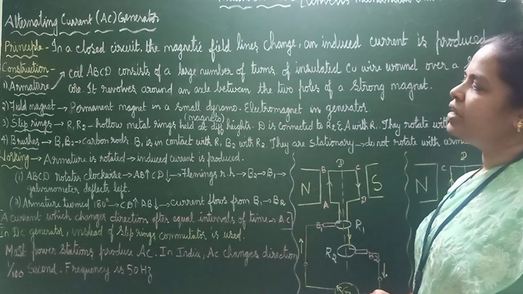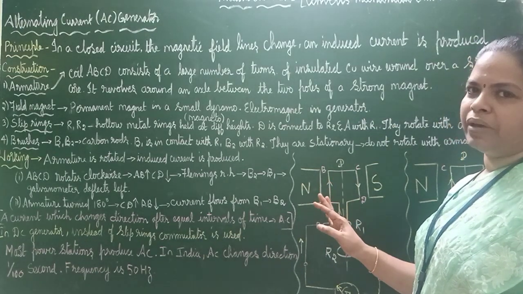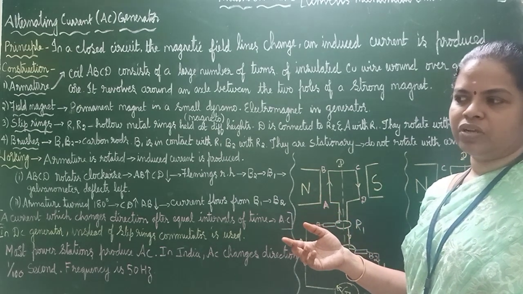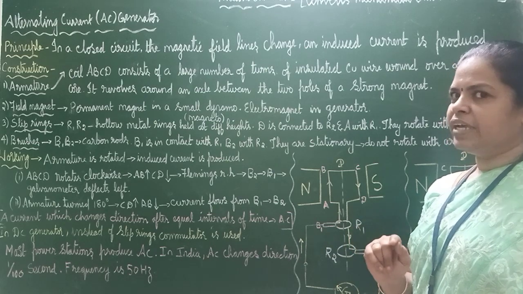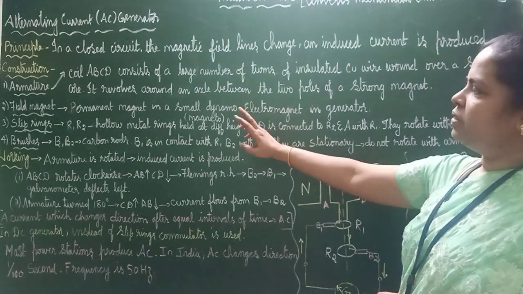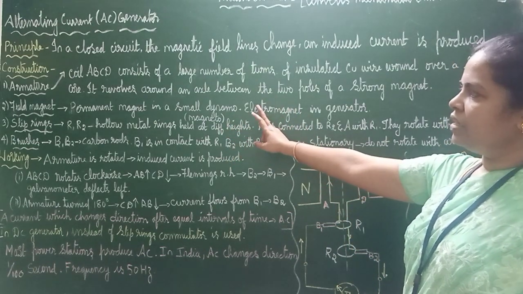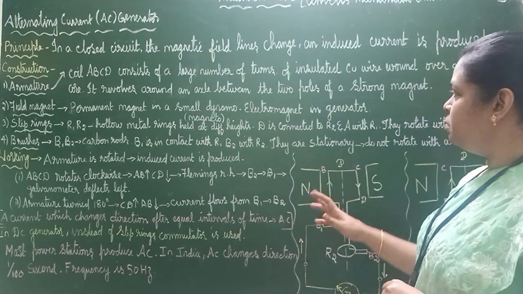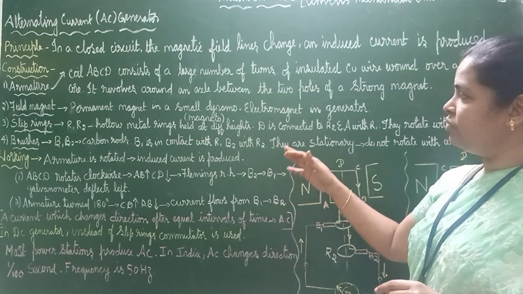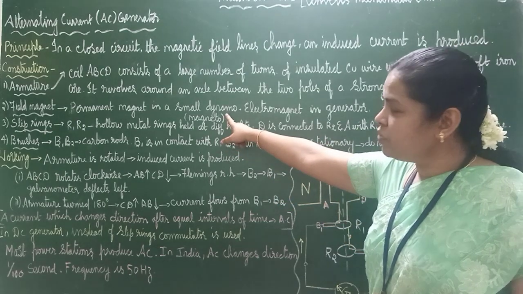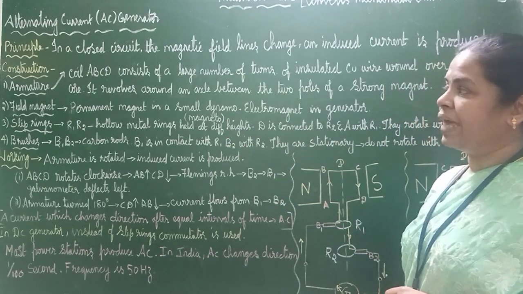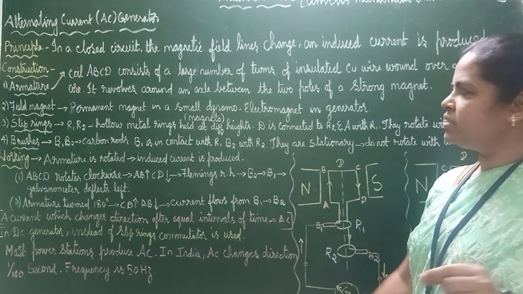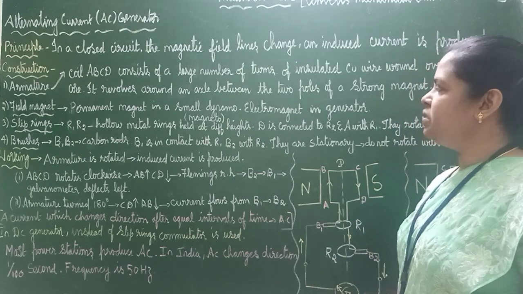Next one is the field magnet. Usually a permanent magnet. In the dynamo also, that is the reason Fleming's right hand rule is also called the dynamo rule. So a permanent magnet is used in a small dynamo. The other name for the permanent magnet used in a dynamo is magneto. Keep this in mind.